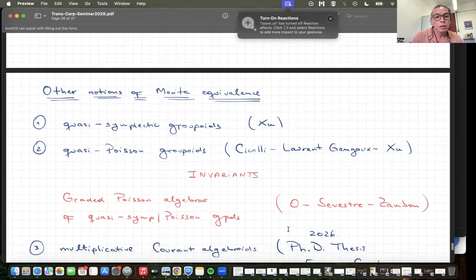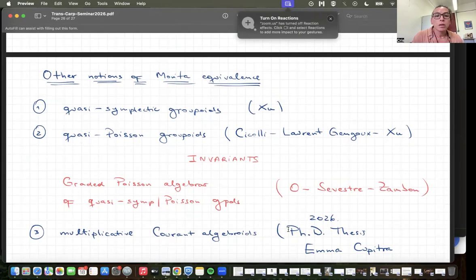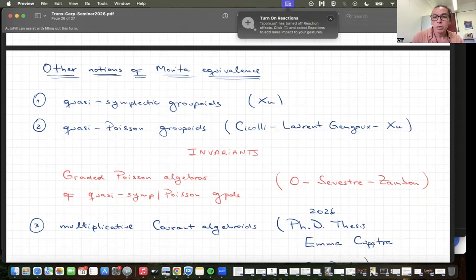Also, you can look at Morita equivalence of multiplicative Courant algebroids. VB groupoids can be thought of as multiplicative vector bundles, and LA groupoids are multiplicative Lie algebroids. Now, there are interesting examples of multiplicative Courant algebroids. And my PhD student, Emma Kupitra, studied these objects and their Morita invariants. She is going to defend in March.